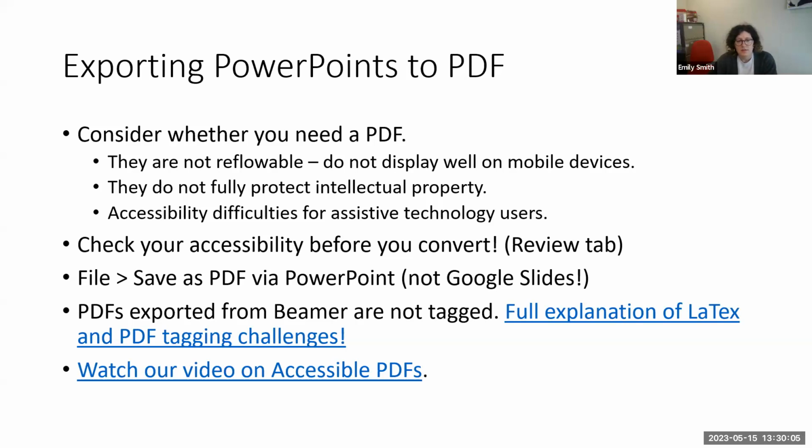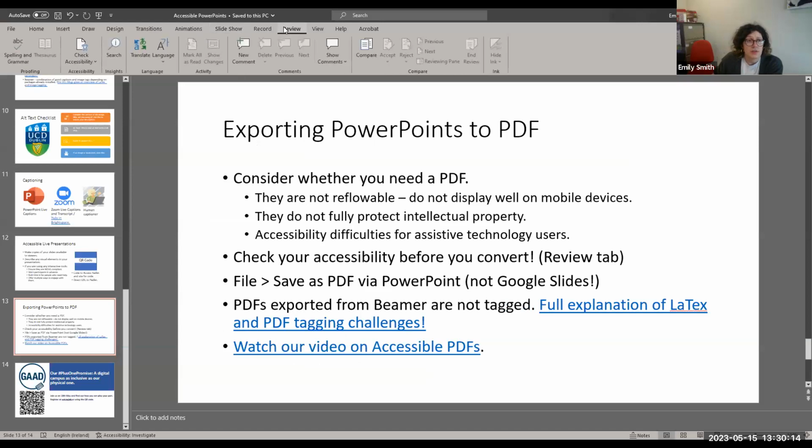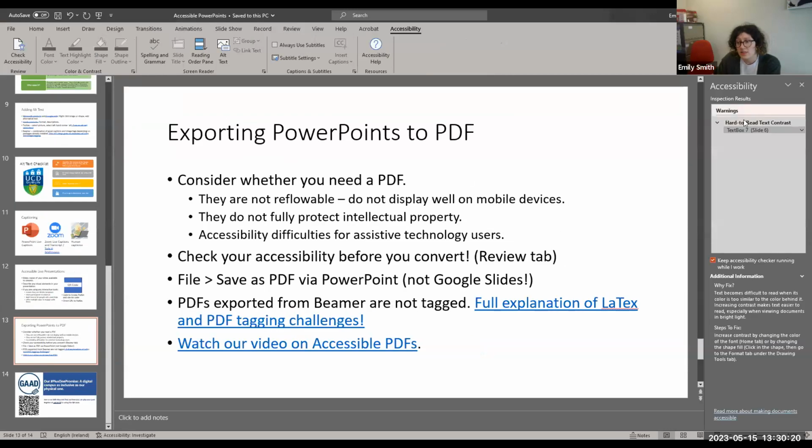If you do want to convert to PDF, first step with a PowerPoint is to check the accessibility. So if I go to the Review tab, click Check Accessibility, and I get feedback on small changes I can make to make my PowerPoint more accessible. So you can see here, it's linking me back to the example that I used for a hard to read color contrast. Okay, you can see it's also giving me an explanation as to why I need to fix my color contrast.